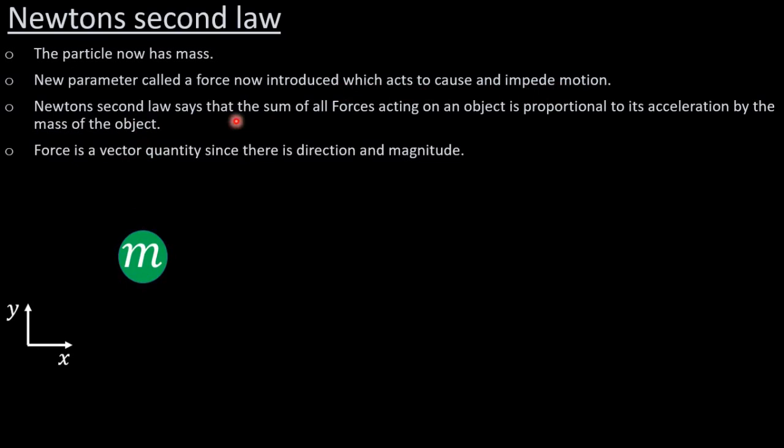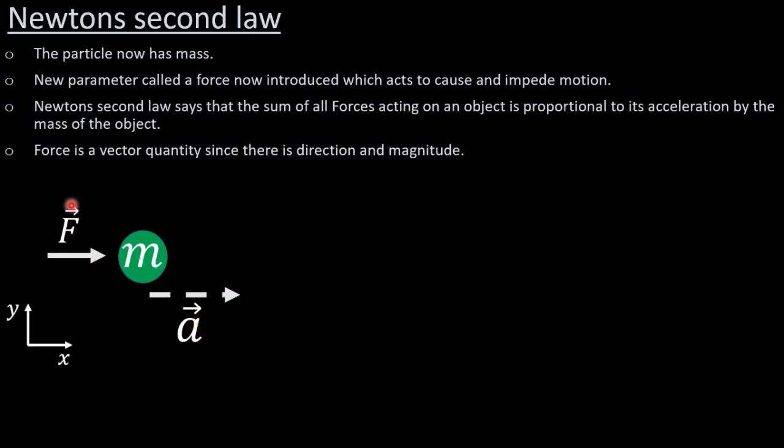So Newton's second law says that the sum of all forces acting on an object is proportional to its acceleration by the mass of the object. It's also important to know that force is a vector quantity, since there is direction and magnitude. So if we apply a force onto this particle with mass m, it is going to accelerate in the direction that the force is being applied. So it's going to accelerate to the right, because the force here is being applied to the right.